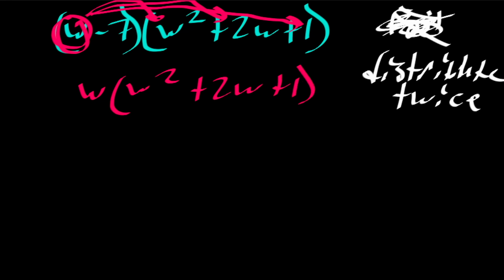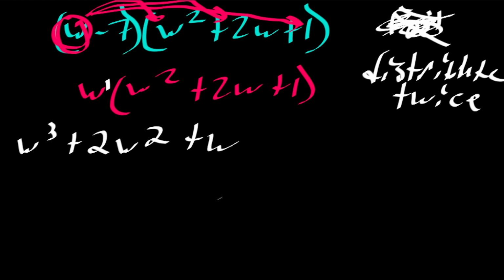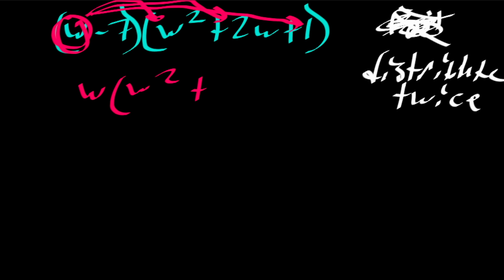All right, so then that would give me w times w squared. Remember, we add the exponents when we're multiplying. So w to the third plus 2w squared, and then w times 1 would be plus w. All right, so now what we're going to do is, I'm just going to go back just so I can get rid of some of this.